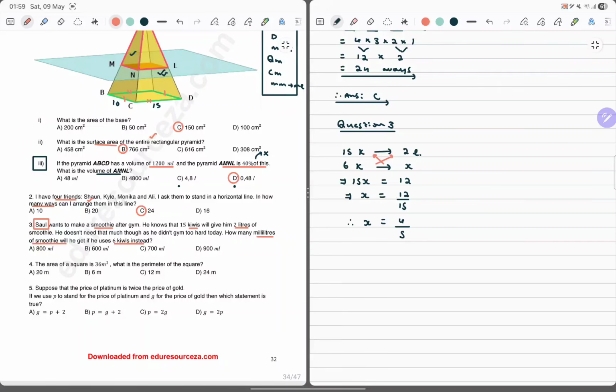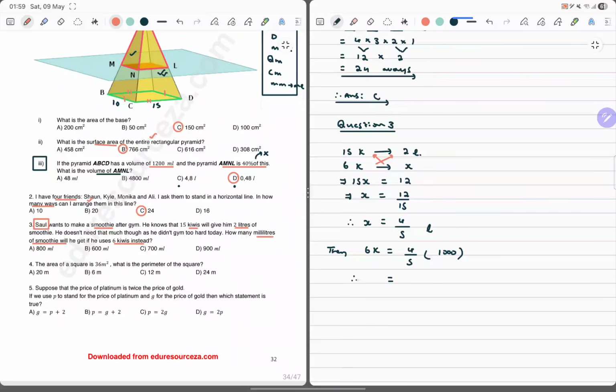Now, what are we going to do with this? What is the question? So this is what we have now. But remember, this is liters. But now we want milliliters. So we know that we've got liters and want to convert down to a smaller value. We can say then, 6 kiwis is going to be equal to 4 over 5 times 1000.